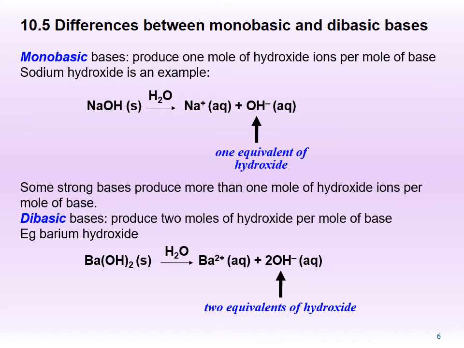Some strong bases, such as barium hydroxide, produce more than 1 mole of hydroxide ions per mole of base. It is an example of a dibasic base. The prefix di means 2. For every 1 mole of a dibasic base, 2 moles or 2 equivalents of hydroxide ions are produced.